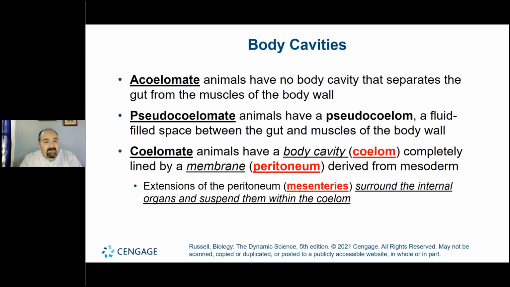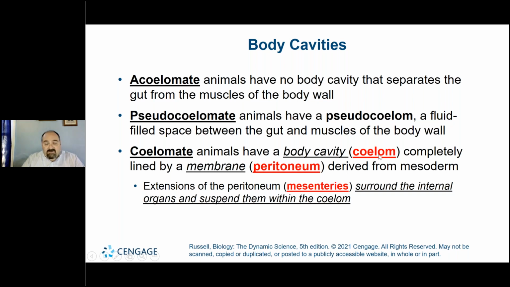So the terms acoelomate, pseudocoelomate and coelomate are regarding cavities of the body. Acoelomate animals have no body cavity that separates the gut from the muscles of the body wall, okay? Pseudocoelomate animals have a fluid-filled space between the gut and the muscles of the body wall, okay? So no cavity versus a fluid-filled cavity.